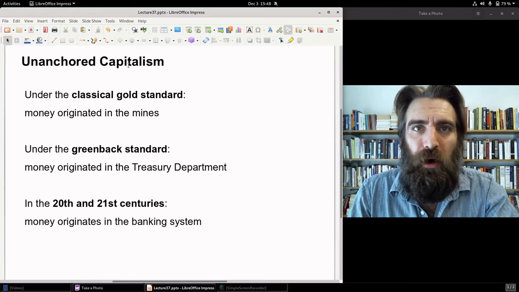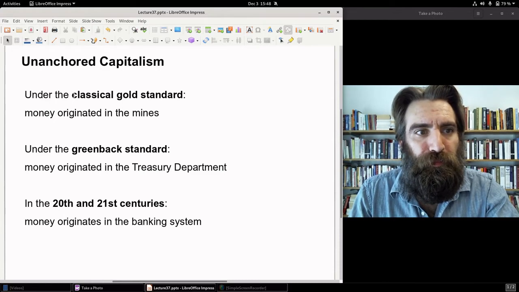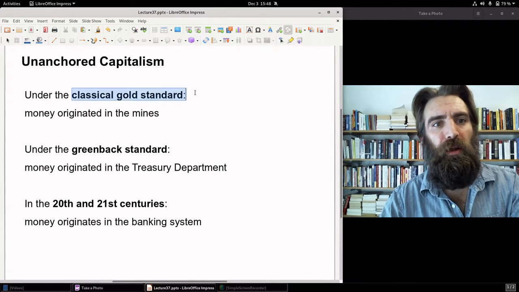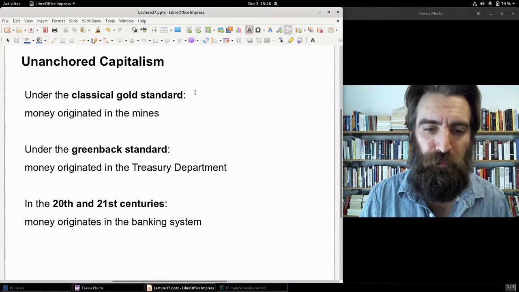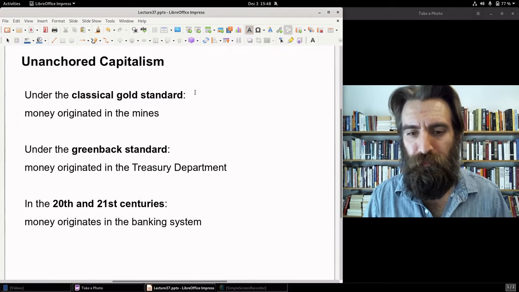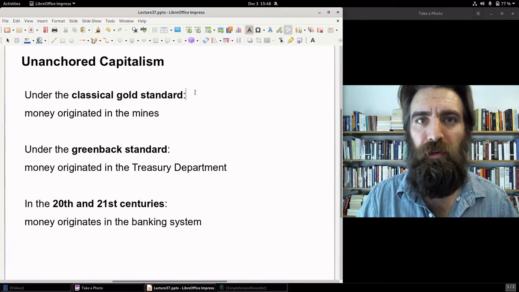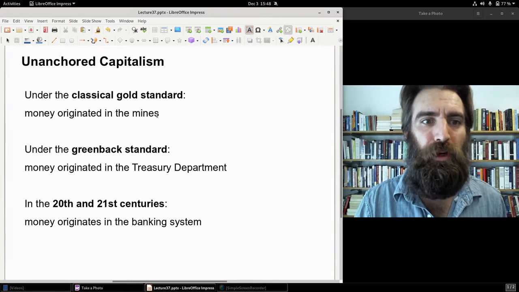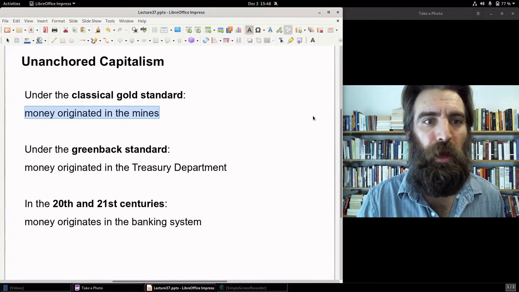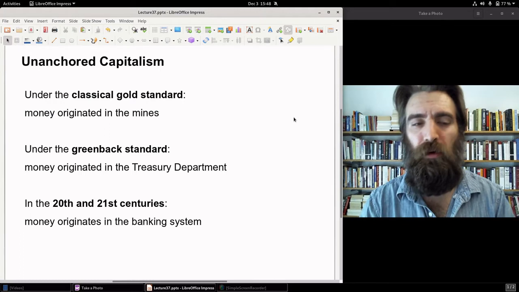One interesting note about unanchored capitalism, if you think about it, under the classical gold standard or under a classical silver standard, where does money originate? Say, well, in the mint. Yes, but where does a mint get its money? Oh, in the mines. Money originated in the mines. For better or worse, all right?